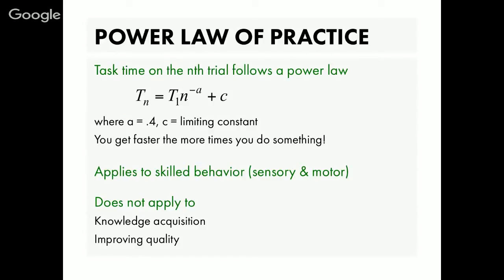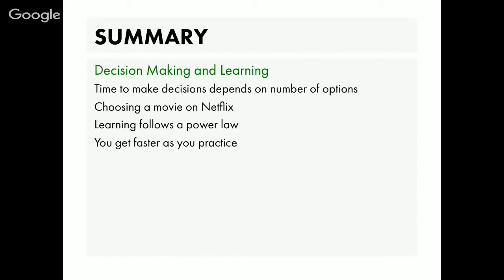All right. So the summary of that little part is when you require people to do decision making, the time to make decisions depends on the number of options, such as choosing a movie on Netflix. Learning follows a power law, and you get faster as you practice. You may think, I get it, can we just not talk about this anymore? But it is important to interface design. Especially the power law of practice, if it requires some kind of mouse gesture or some complicated hand interface gesture, you're going to want people to practice that.